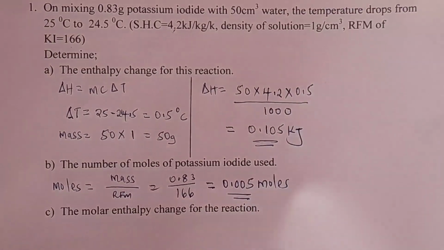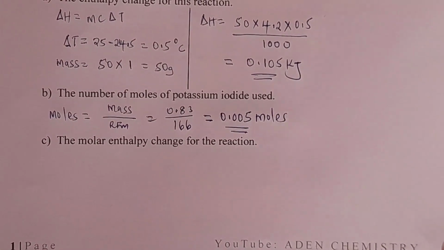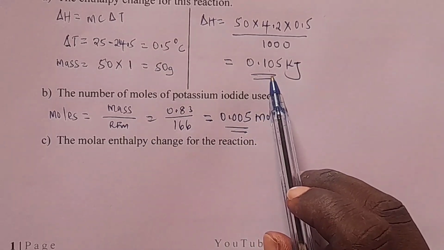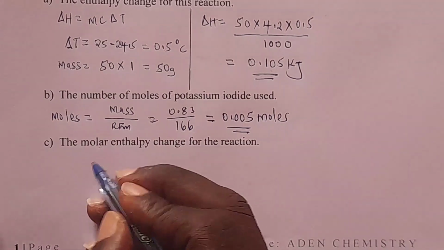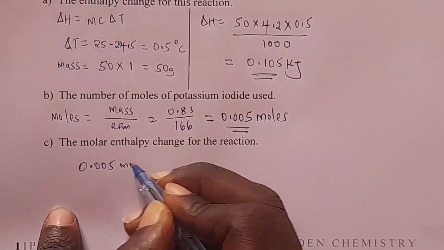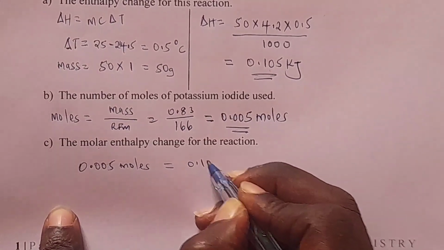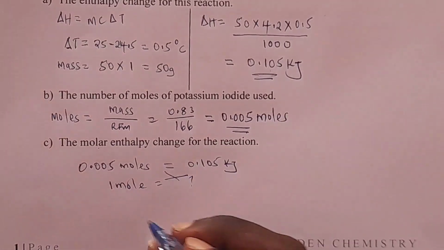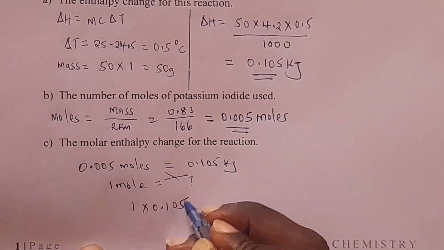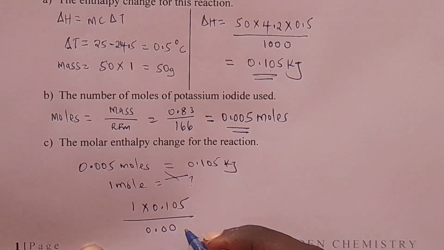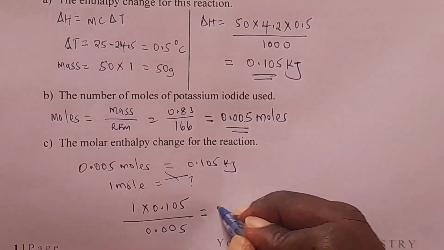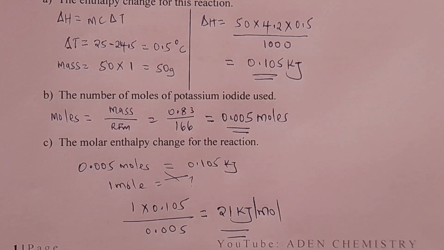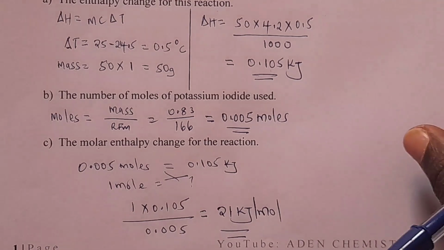Thereafter we are going to go to the molar enthalpy change for the reaction. Remember, this number of moles produces this amount of heat. What about 1 mole will give us the molar enthalpy change for this reaction. So we say 0.005 moles gives 0.105 kilojoules, so what about 1 mole? Here we cross multiply: 1 times 0.105 divided by 0.005. So here we are going to get 21.0 kilojoules per mole. This will be our answer, that means the molar enthalpy change for the reaction.